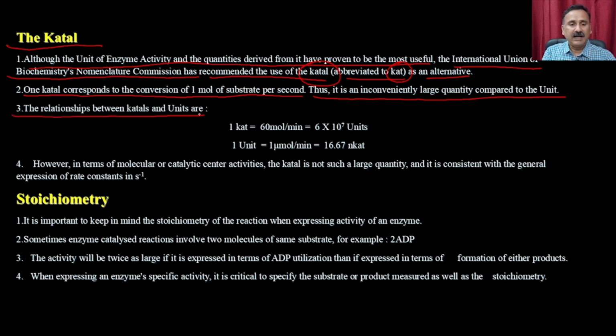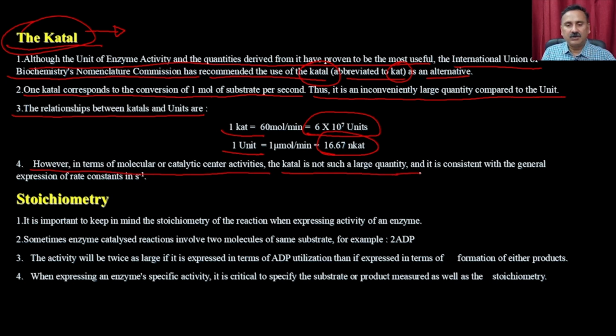So the relationship between the katals and the units is that 1 katal is equivalent to 60 moles per minute, or 6 into 10 to the power 7 units. So you can use this unit, which is a recent unit, and the relationship is that 1 katal is equivalent to 6 into 10 to the power 7 units, or 1 unit is equivalent to 16.67 nanokatals. However, in terms of the molar or catalytic center activity, the katal is not such a large quantity, and it is consistent with the general expression of the rate constant in per second.